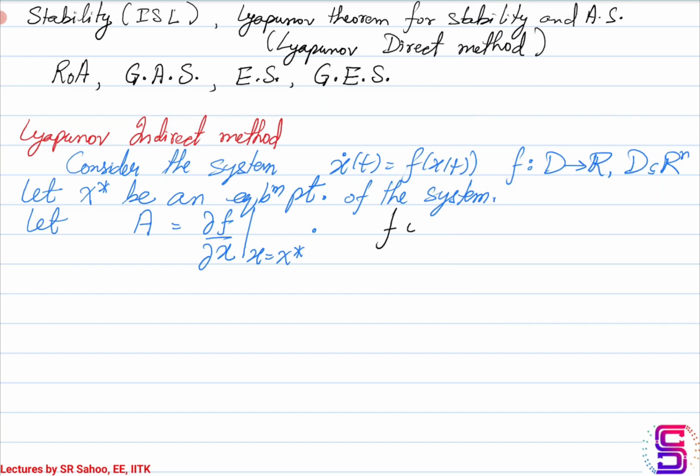I forgot to add that f is continuously differentiable, because you're differentiating with respect to x. It has to be continuously differentiable with respect to x. And this D here is some neighborhood of this equilibrium point x star.